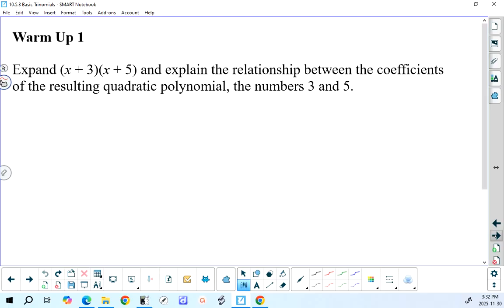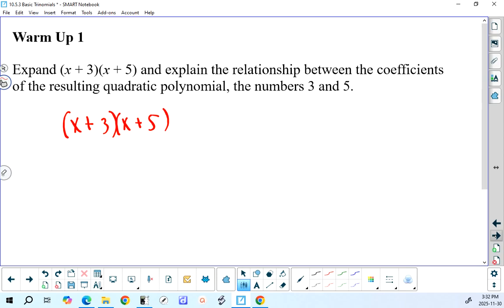Warm-up number 1 asks us to expand x plus 3 times x plus 5, and then explain the relationship between the coefficients of the resulting quadratic polynomial and the numbers 3 and 5. Well, let's expand this first of all. We have x plus 3 multiplied by x plus 5.